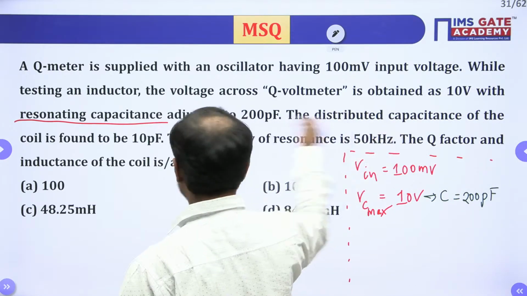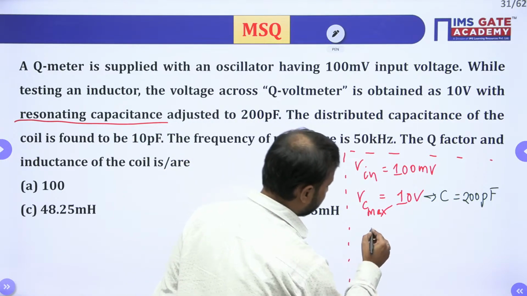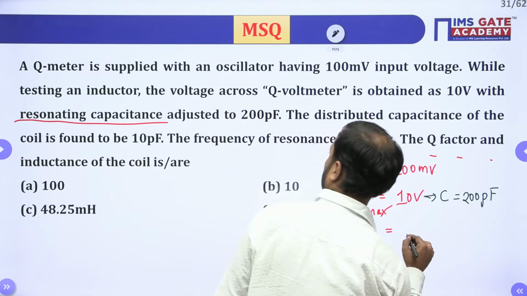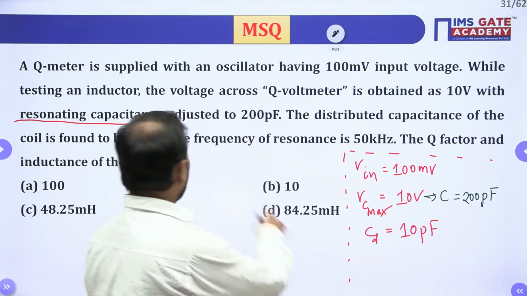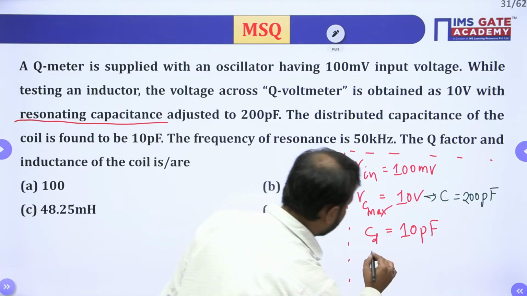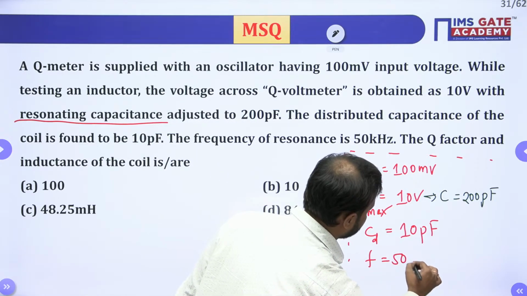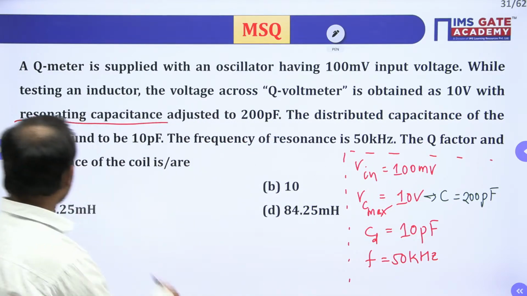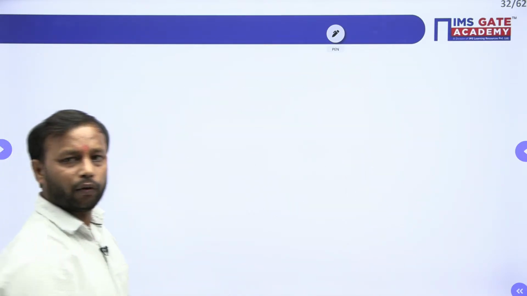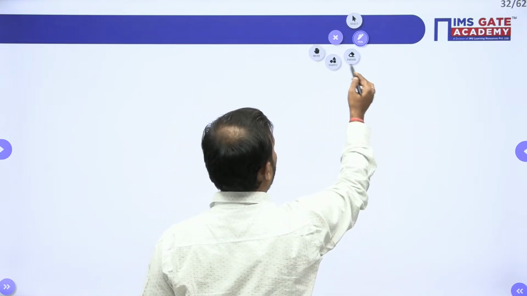Now the distributed capacitance CD is given as 10 picofarad. Done. And the resonant frequency is 50 kilohertz. So we need to calculate Q factor and inductance. So how are we going to find this one? Anybody?